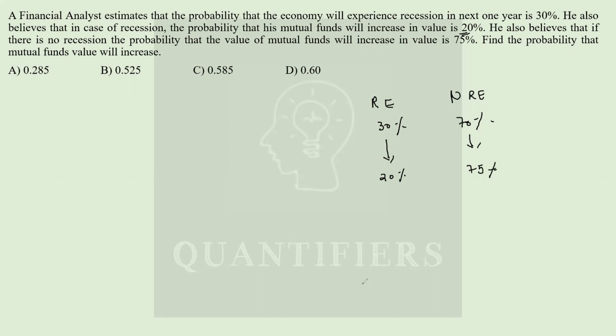Right, so I hope now you can calculate it. Probability that recession will be there is 0.30. Further mutual funds will increase, that probability is 0.20. So this comes out to be 0.06. Similarly, in the second case, we'll get 0.70 into 0.75. So this comes out to be 0.525. So on adding it, we'll get 0.585. Okay, 0.585. So I hope this question is clear to all of you. Let's see the next one now.